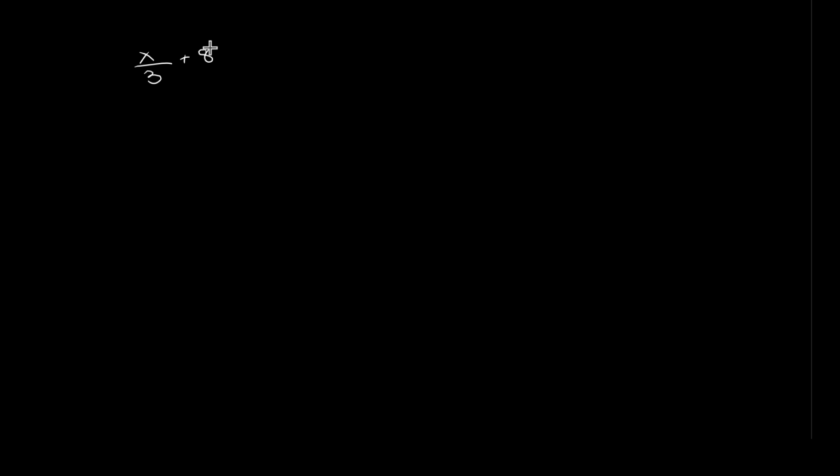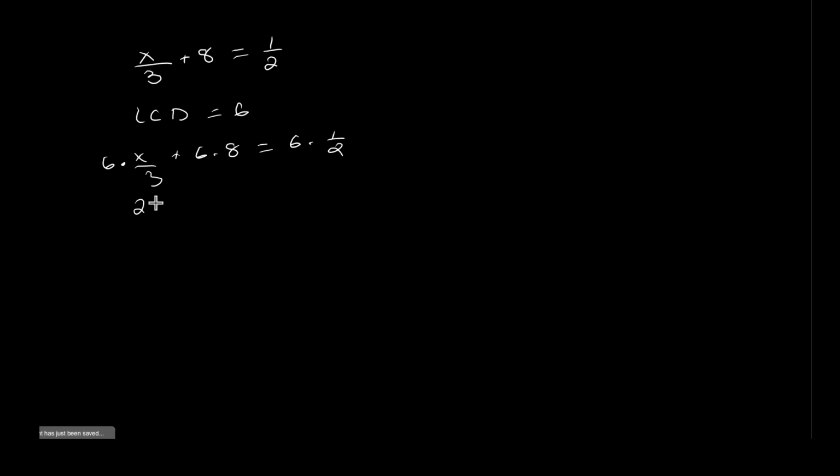X divided by 3 plus 8 equals 1/2. Let's clear away the fractions. The denominators are 3 and 2. The least common denominator is 6. Multiply every term by 6. 6 times x over 3 becomes 2x. 6 times 8 is 48. 6 times 1/2 is 3.